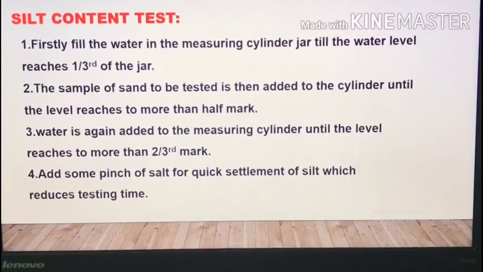The fourth one is a very important test, silt content test. Here you have to take one measuring cylinder jar and firstly you fill with water till the water level reaches 1/3 of the jar. After that, the sample of sand to be tested is then added to the cylinder until the level reaches to more than half mark.